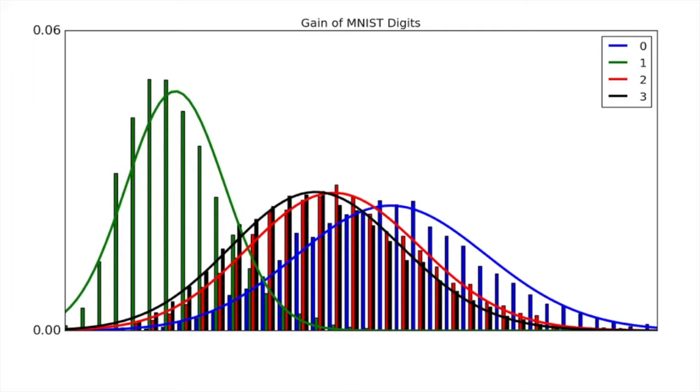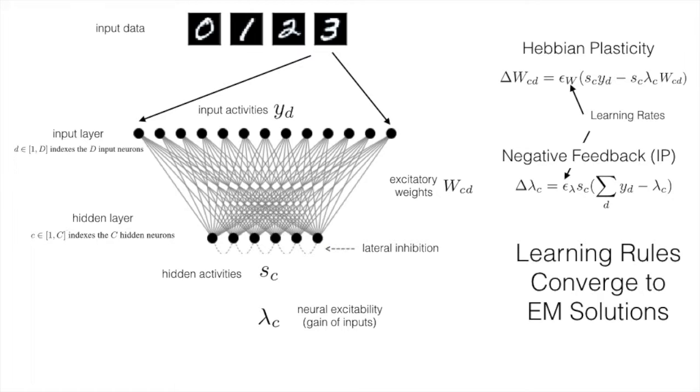The solid curves are our generative model's fit to MNIST's gain data. We show that a specific form of IP can learn the expectation of those curves for each class. We derive, from first principles, a bipartite neural circuit that implements inference and learning for this model by combining specific forms of Hebbian plasticity and IP. The circuit is on the left, and the learning rules on the right.